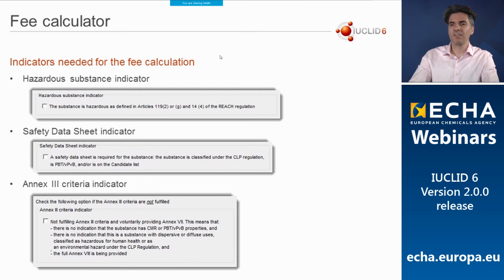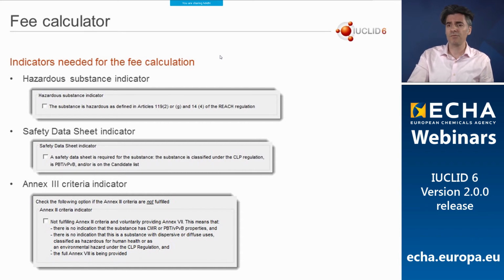In this next slide, we are showing how the indicators look. The hazardous substance indicator, the safety data sheet indicator, and the Annex 3 criteria indicator. We are explaining in the indicators, for example, when a safety data sheet is required. So you don't need to know this. You just read carefully the message and then you tick there or not according to the information of your dossier or the information of the lead dossier.